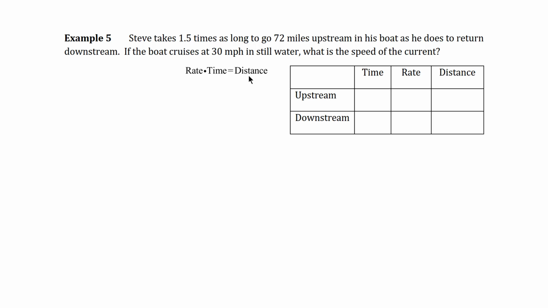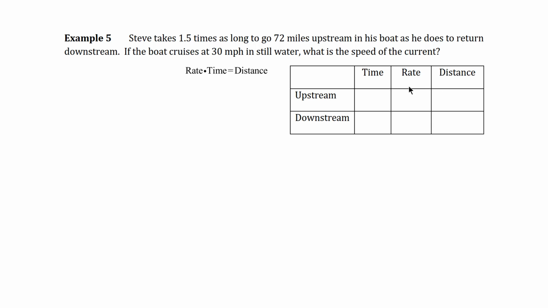To help us set up our equations, we're going to use a table or this chart where we have 2 rows and 3 columns. The first row represents going upstream, the second row represents going downstream. The first column represents time, the second column represents rate, and the third column represents distance. Next, let's go ahead and fill in the chart.